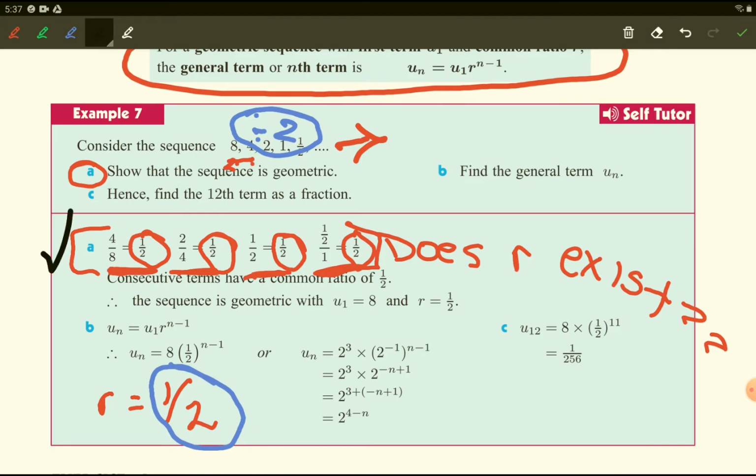We figured out what A was. B says to find the general term. So now this is the formula they gave us.